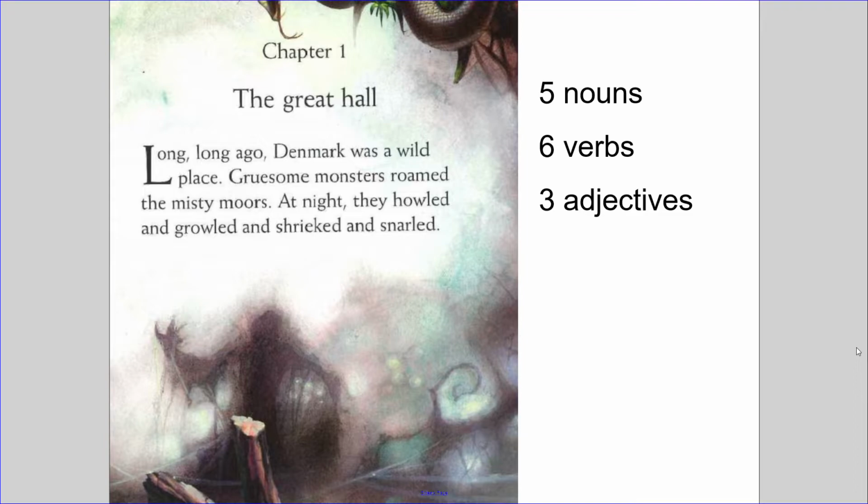So in your books, I would like you to find 5 nouns, 6 verbs, and 3 adjectives. Now, it's up to you how you want to write these. You could either do a list of your 5 nouns, a list of your 6 verbs, and a list of your 3 adjectives. Or, if you'd prefer, you could write out the sentences and underline them in 3 different colours and make a little key.